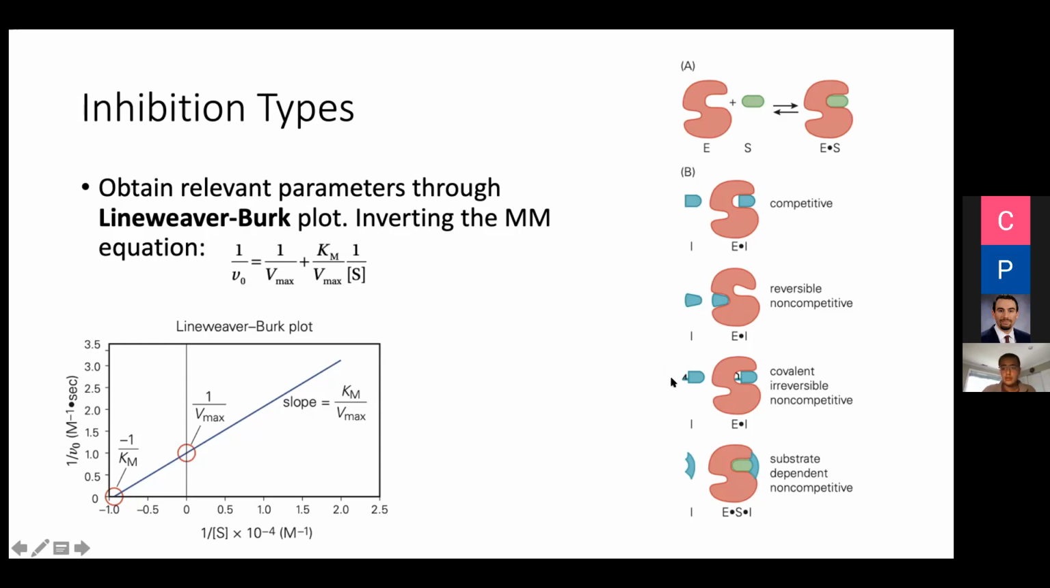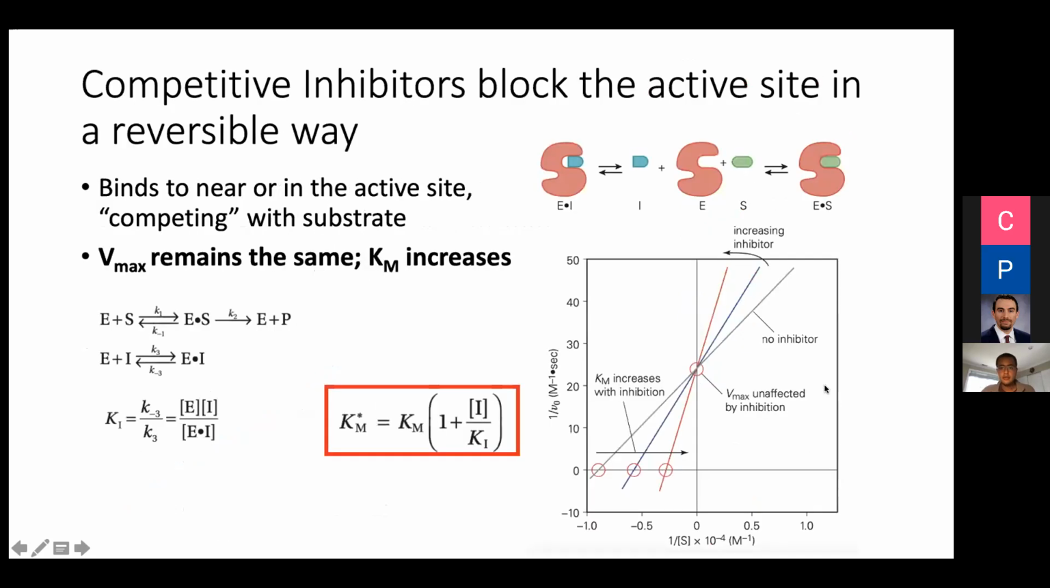And we can obtain the parameters through this plot. Now to different types of inhibition. I'm going to first talk about this one here, covalent, irreversible, non-competitive. I think it's the most intuitive one. It's easiest to understand. It's kind of in the name. It's irreversible. So when the inhibitor binds to the enzyme, it completely knocks it out, and it blocks the substrate binding permanently. So it destroys all functionality.